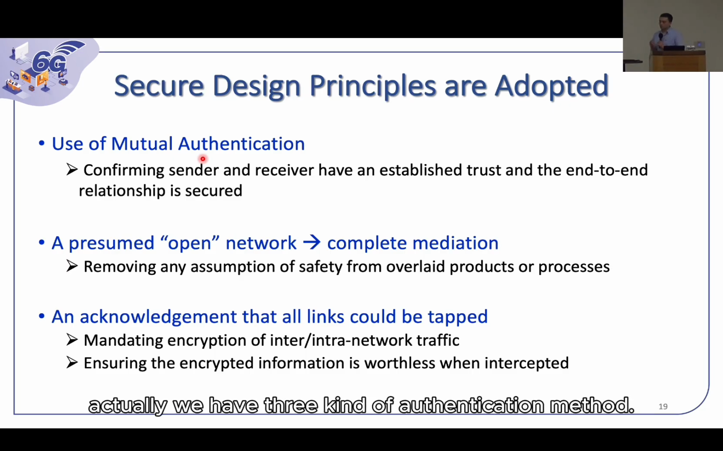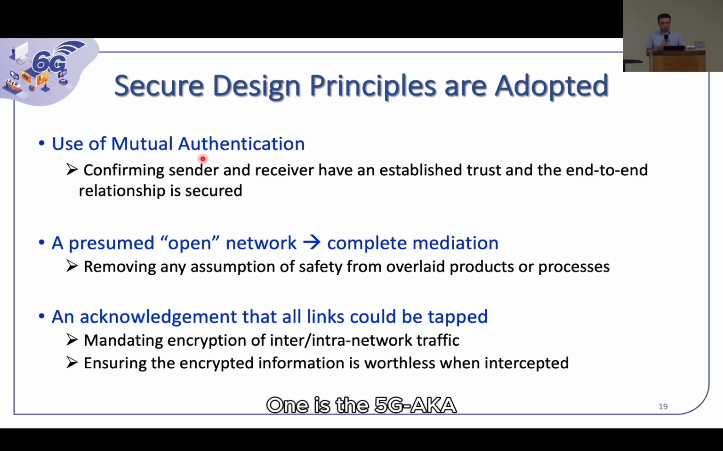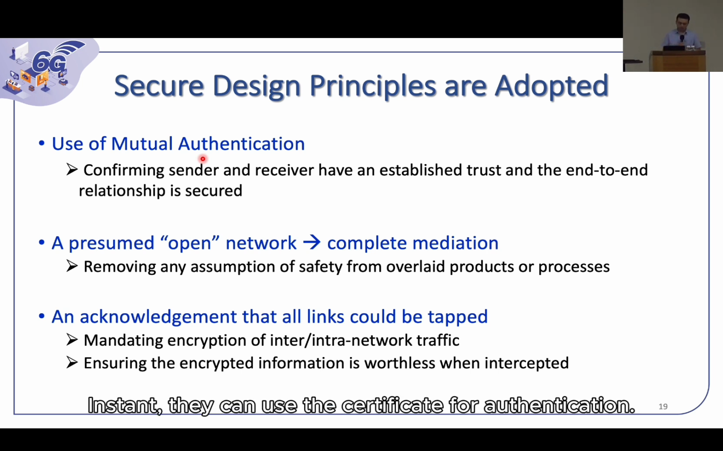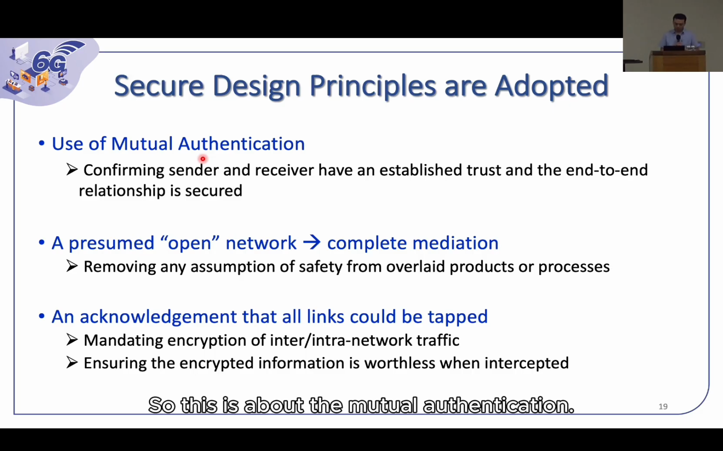But in the 5G network, actually we have three kinds of authentication method. One is the 5G AKA, which follows the original 4G authentication. Okay, and the second is the EAP-AKA prime, and the third is EAP-TLS. So these three are used for different kinds of scenarios. As we mentioned before, since we need to support such different kinds of devices. For example, some devices may not have a SIM card. So the EAP-TLS authentication method is proposed to support the device without SIM card. Instead, they can use the certificate for the authentication. Okay, so this is about the mutual authentication.